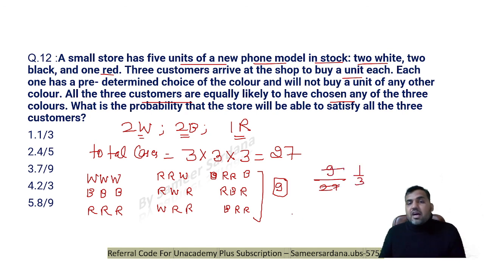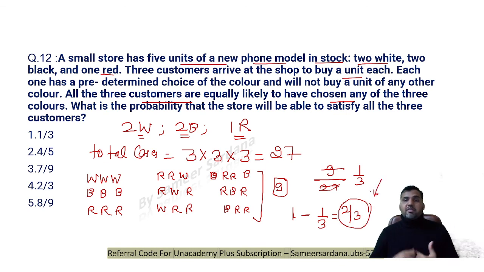That means out of total probability of 1, there is 1 by 3 probability when I'm not able to serve the customers. So 2 out of 3 cases, that means total probability where I'll be able to satisfy all the 3 customers will be 2 by 3. That is the correct answer. That is the fourth option. That's it, guys.